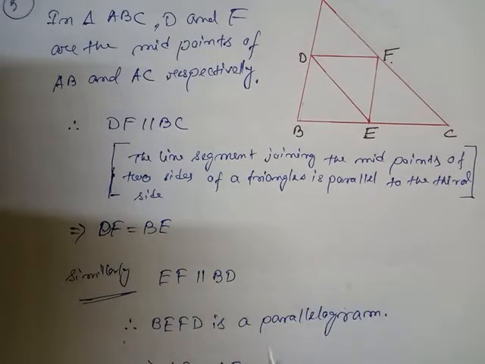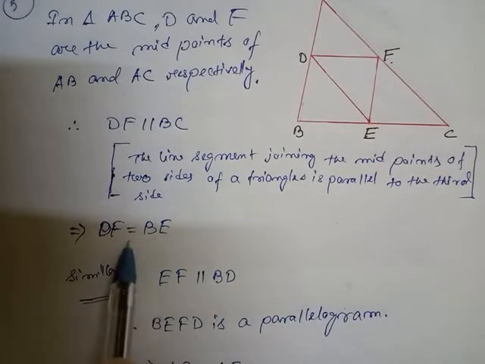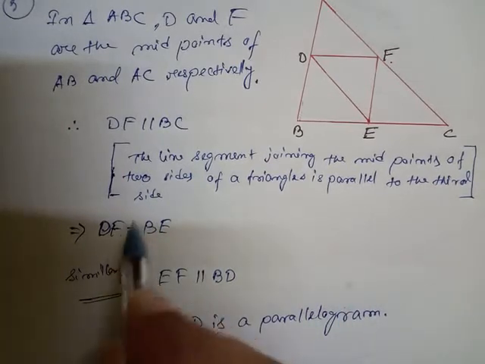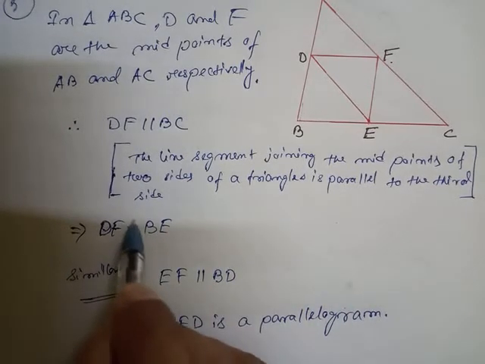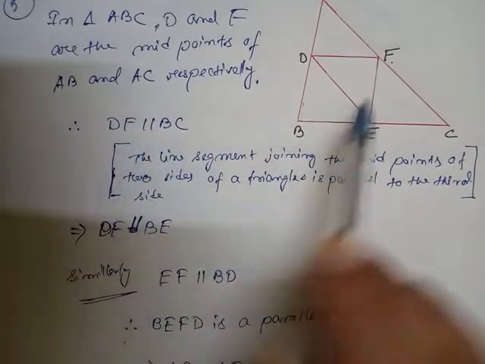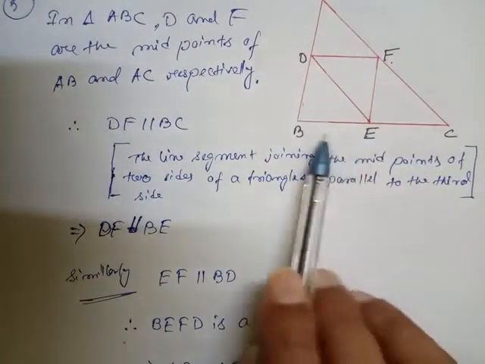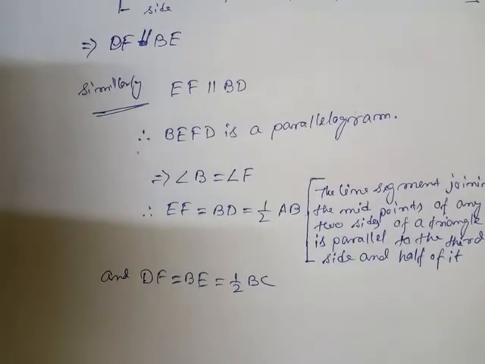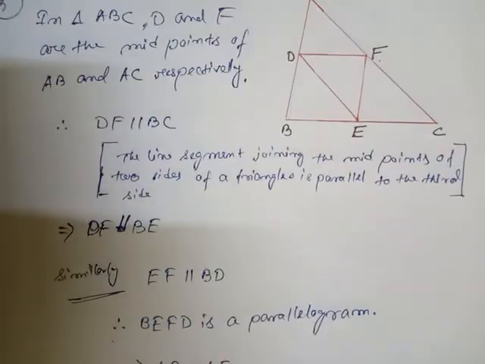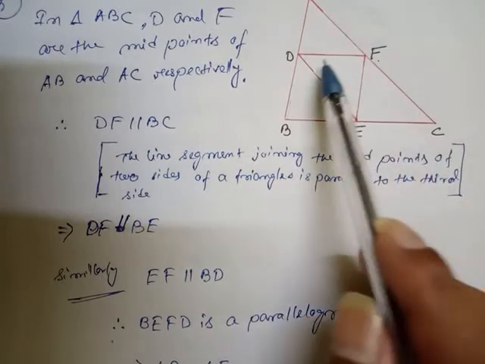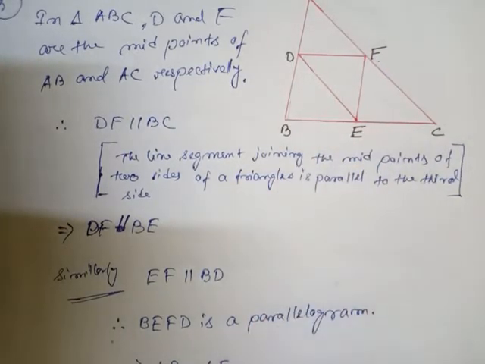So students, here if I write down DF parallel to BC, DF parallel BC and DF parallel BE here, it will be easier. Now look, if DF is parallel to BC, then we can write DF equal to half BC. Now look into the diagram again. DF parallel to BE and DF equal to half BC.